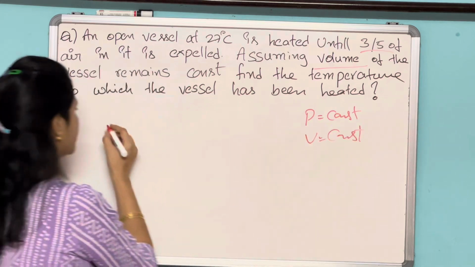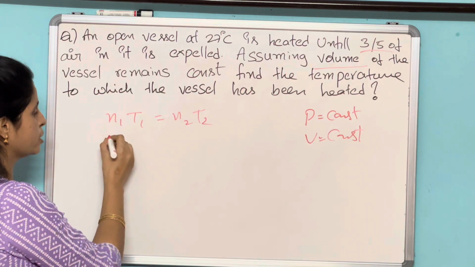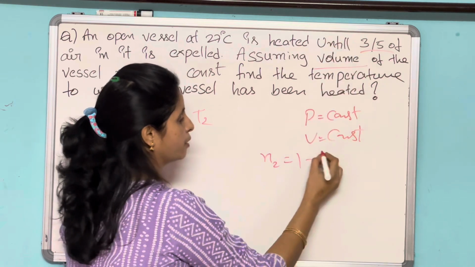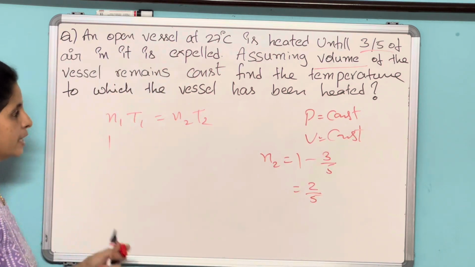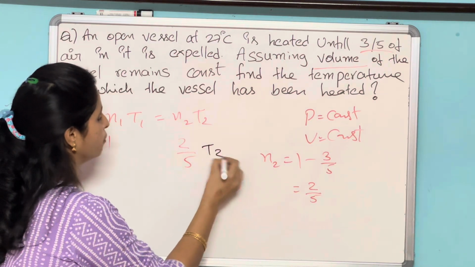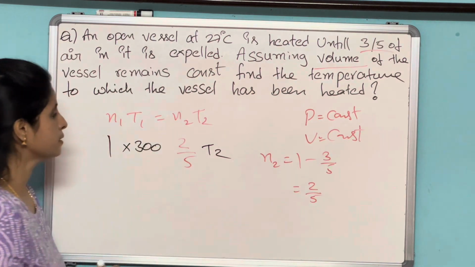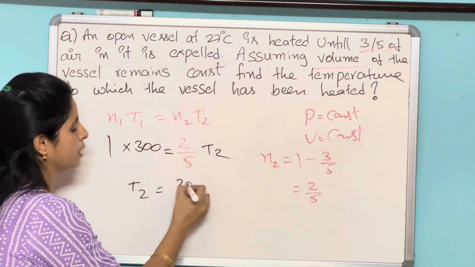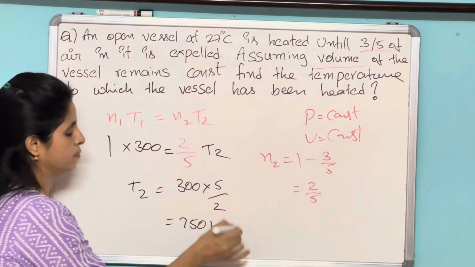So by applying the same formula, N1 T1 is equal to N2 T2, simple. Let the initial moles be 1. So what is N2? Initial moles minus 3/5 of gas expelled, which is equal to 2/5. So N2 is 2/5, and T2 you have to find out. T1 is 27 plus 273, which is 300. So what is the value of T2? T2 is equal to 300 into 5/2, which is 750 Kelvin.